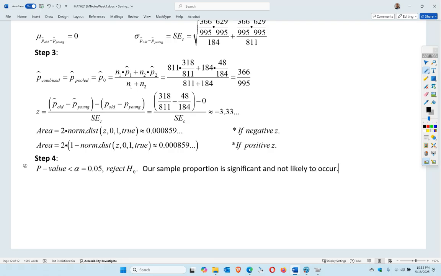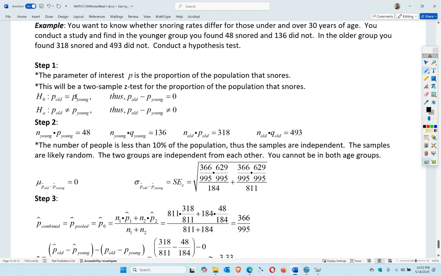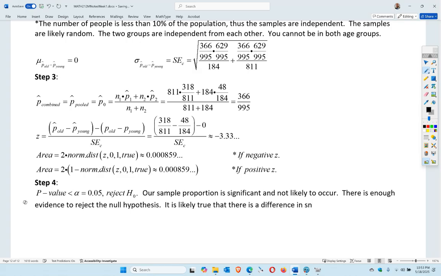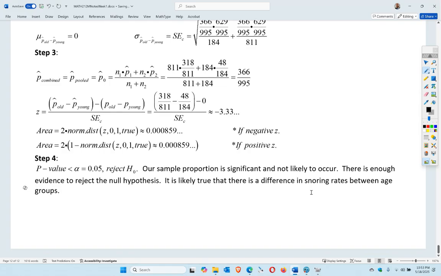So it's a very unusual sample, which means the traditional wisdom that the old people and young people are the same was disproven by our samples that we found. So they're not the same. As to whether somebody scores more or less based on age, we don't know. We just know they're different, right? So our sample is enough evidence to reject the null hypothesis. So it is likely true that there is a difference in snoring rates between age groups. Because the default was we don't believe there is, so otherwise there is essentially is the default basically.